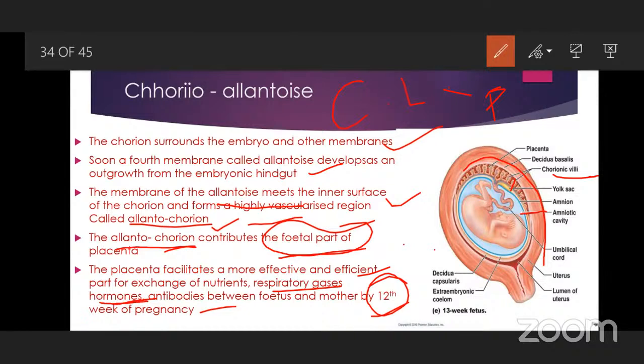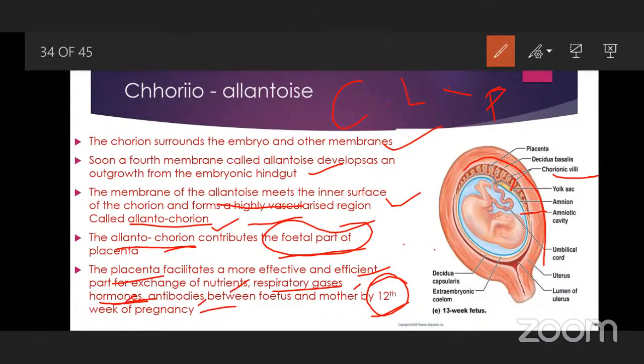So after 12 weeks, that is 3 months of pregnancy, the placenta is completely formed, and it takes over the function of the corpus luteum, as well as facilitating the efficient exchange of nutrients, respiratory gases, hormones, and antibodies between fetus and mother.